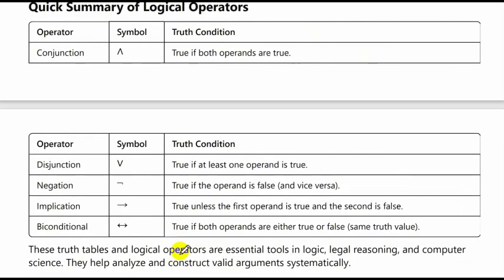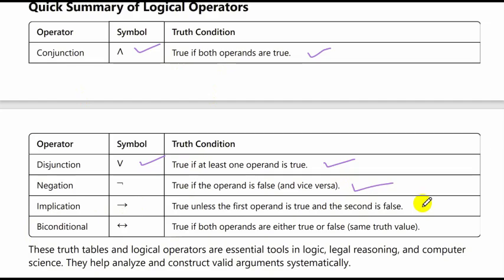So we'll have a quick summary of the logical operators. Conjunction is represented by this symbol. It is true only if both the propositions are true. A and B, only if they are true, then it becomes true. In disjunction, represented by this symbol, it is true if at least one of the propositions is true. So we use different types of combinations of operands to come to conclusions. In negation, if one is true, the other will become false, and vice versa.